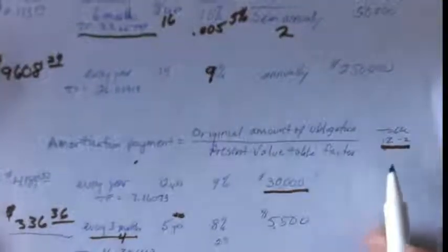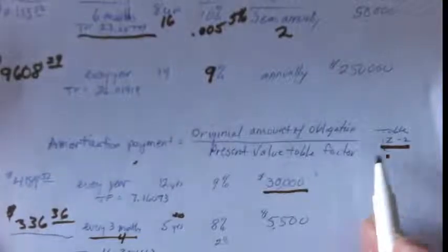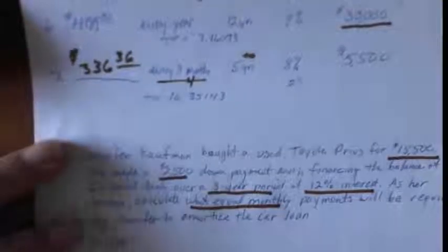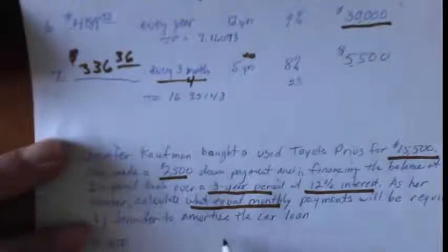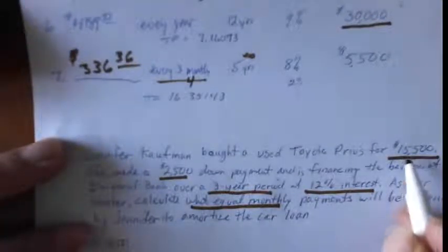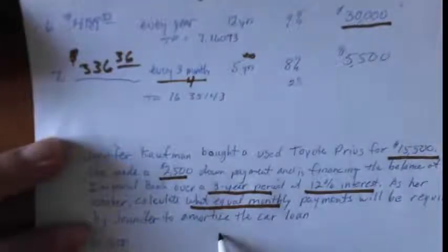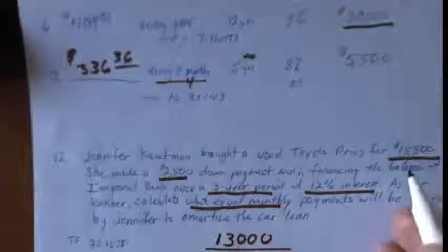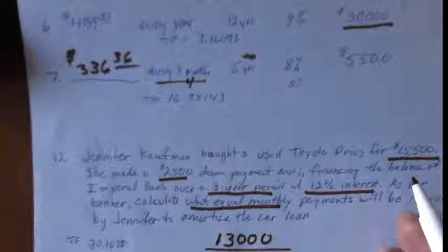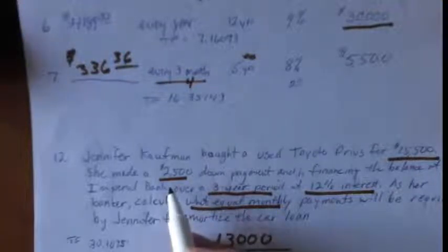Okay, so we're going to do amortization, so we're going to need the 12.2 table because we're paying it off. The sale price was this, and we paid some down, so our difference is going to be 13,000, not the 15.5, because we already gave them some money, remember? They needed a down payment.